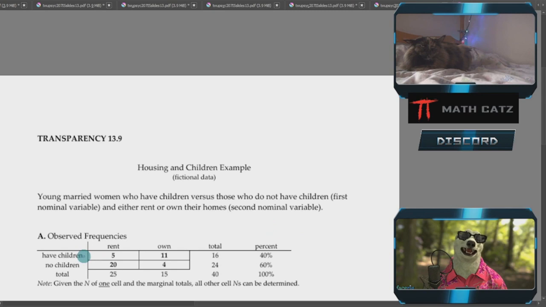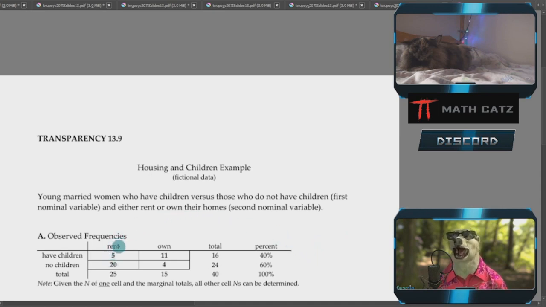So we're asking, essentially, does having children affect renting or owning? Or the other way around, does renting or owning affect having children? Or are these two variables independent? These two are nominal, categorical variables, which is where the chi-squared test comes in. But the question is how?